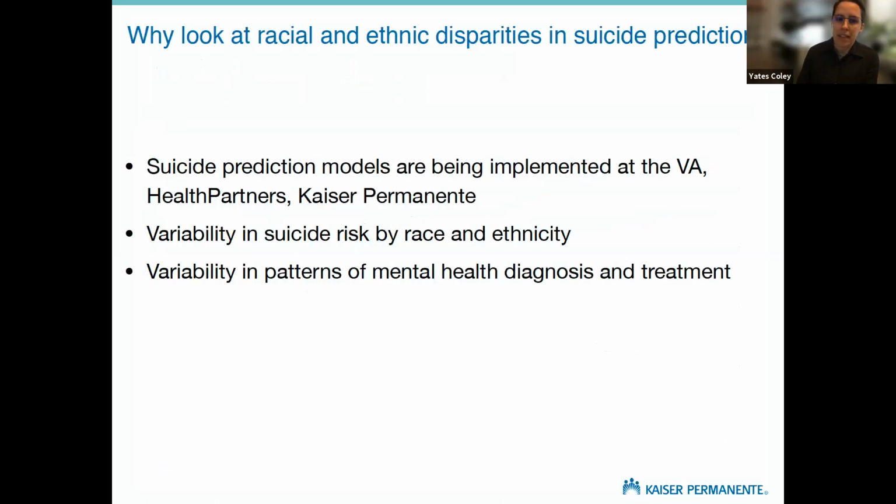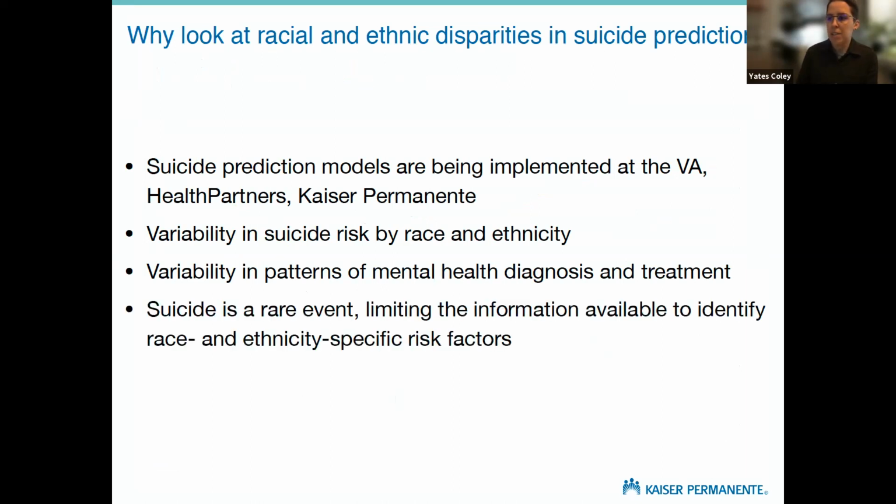There is also variability in patterns of mental health diagnoses and treatment by race and ethnicity due to persistent disparities in accessing appropriate care, which we'll discuss more thoroughly later. And finally, suicide is a rare event, which limits the information available to identify race and ethnicity specific suicide risk factors. So for these reasons, it's important that we understand whether suicide prediction models accurately identify patients at higher risk of suicide in all racial and ethnic groups.